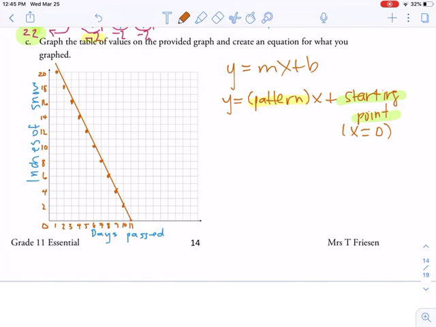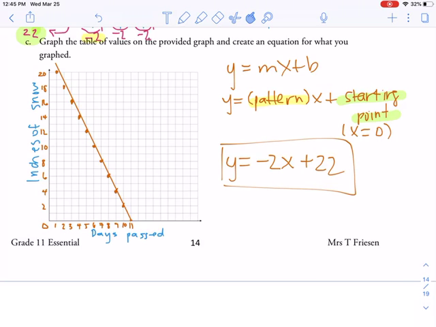Okay, so we are going to have y is equal to the pattern, which is -2 times x plus the starting point, which is 22. Okay, so there we go. That is the equation of the line that we just drew. All right, let us go to the next page.